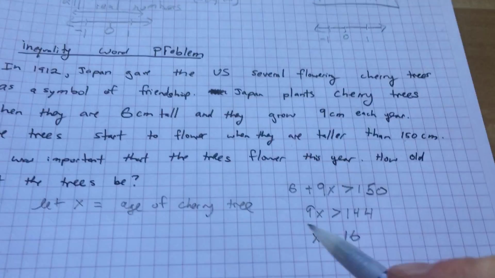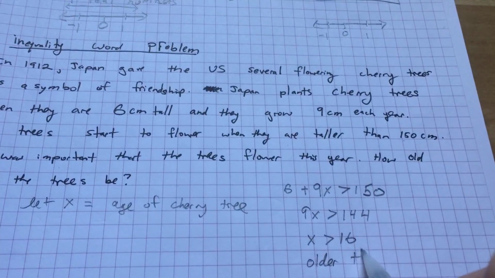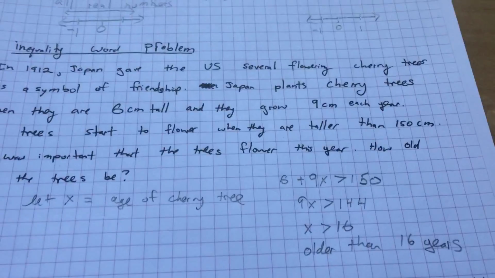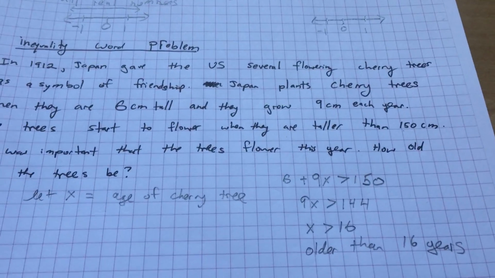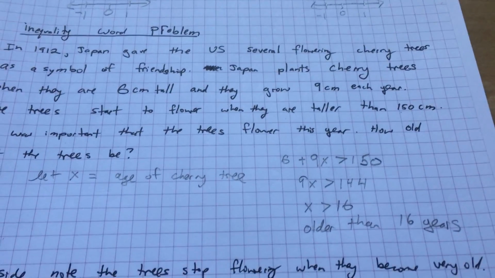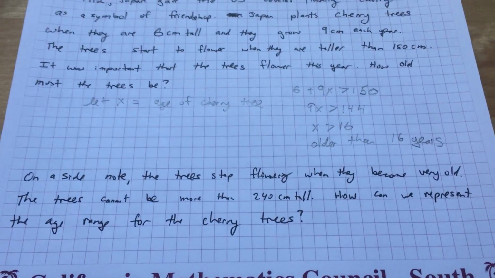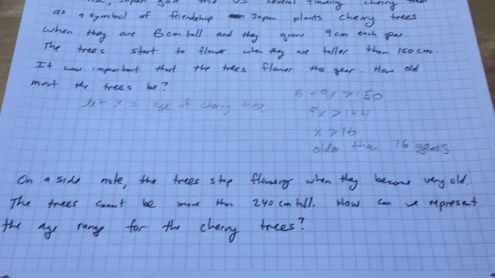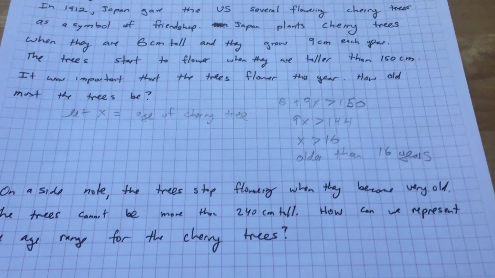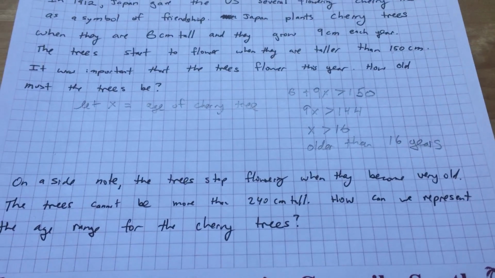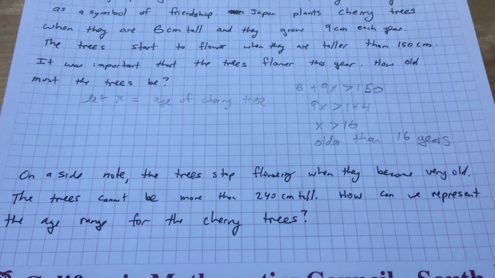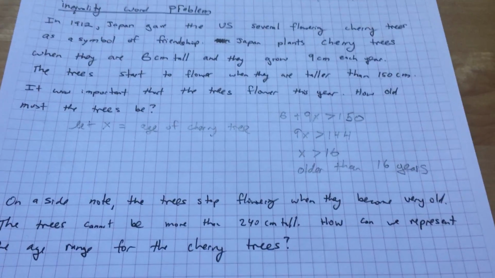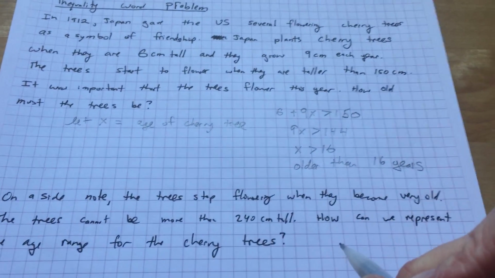So how old should the trees be? Older than 16 years. So it can be 16 years and one day, or 17 years, and so on. All right. But on a side note, the trees stop flowering when they become very old, and the trees cannot be more than 240 centimeters tall. So how can we represent the age range for these cherry trees? They can be 240 centimeters, but they can't be more than 240 centimeters. So again, this is an inequality.